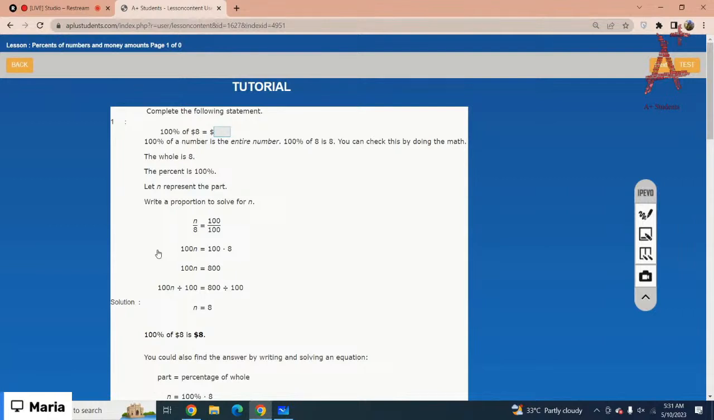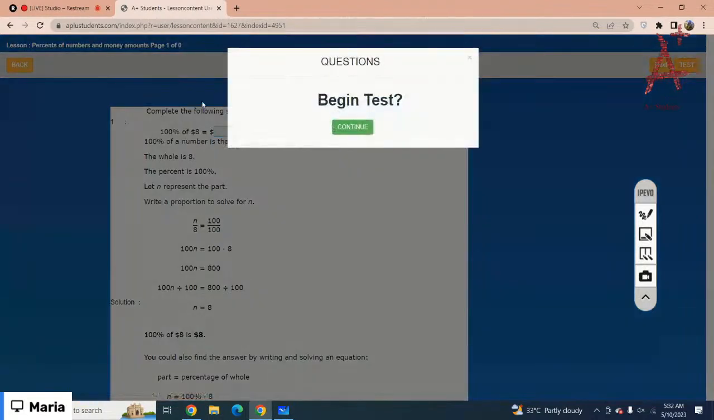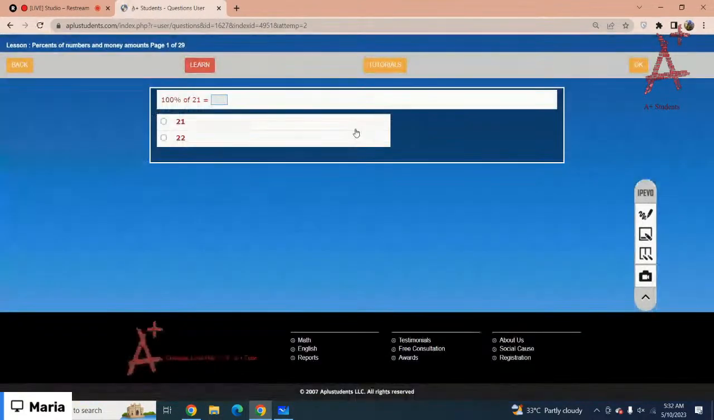So you have to use the same proportion. It would be N divided by 8 equals 100 over 100, because it is 100%. So 100% of 8 is 8. Let's start with the practice questions. 100% of 21: 100% of any number is the same number. Got it? 100% means all the value, so it would be 21.